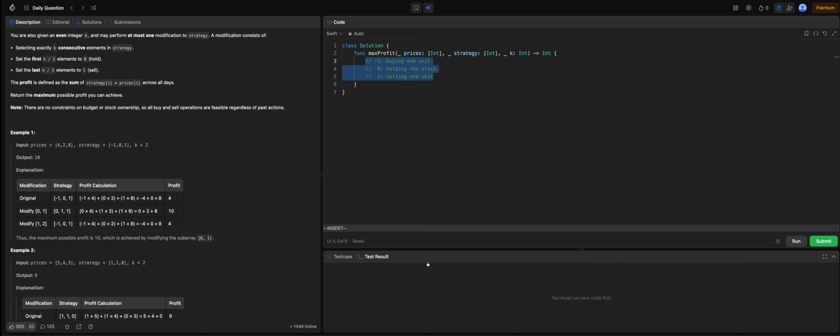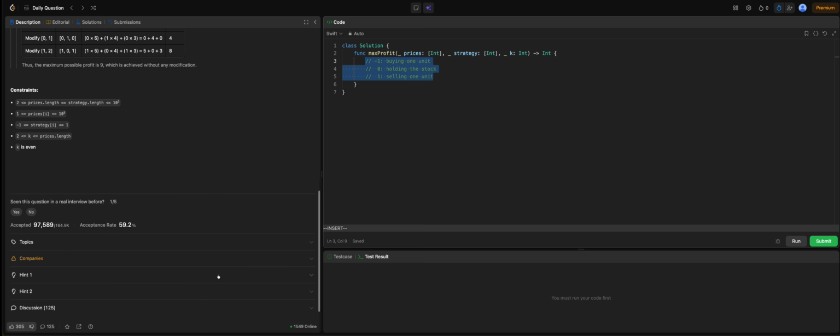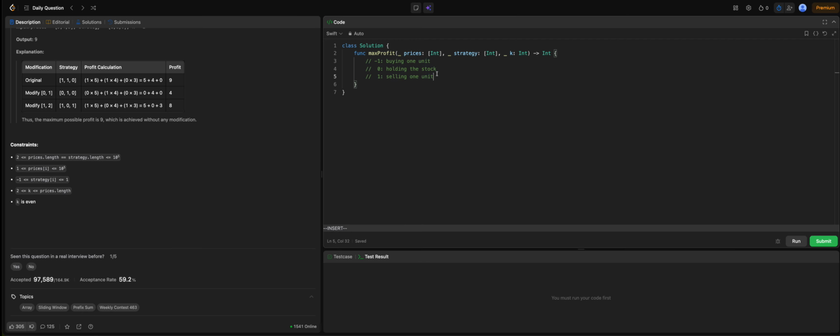I think that is dynamic programming or a sliding window, because it keeps comparing the numbers again and again. Same approach. Let me use a count for the price.count. The reason I can use it is that strategy and price will always be the same range. So let's consider the profit sum. I was trying to use the dynamic programming approach to solve this problem.